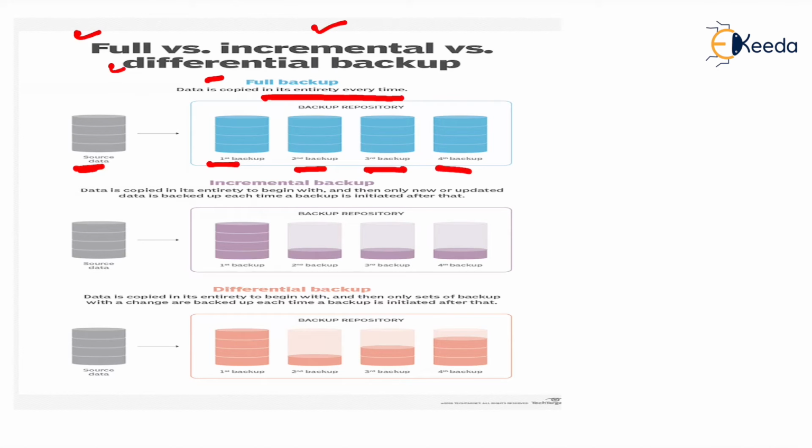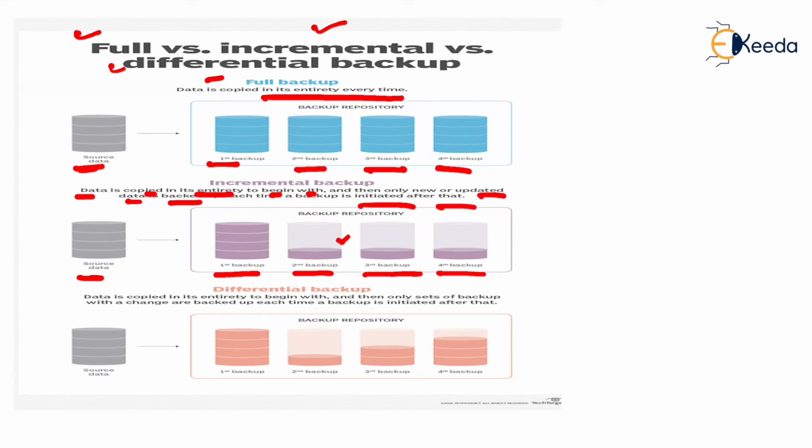Then coming to incremental backup. In this, data is copied in its entirety to begin with and then only new or updated data is backed up each time a backup is initiated after that. So it is the source data and then the first backup, where all the data is backed up. Second backup, the new data which is there is backed up, and then third backup and fourth backup. So it is this every time. That means it is incrementing every time.